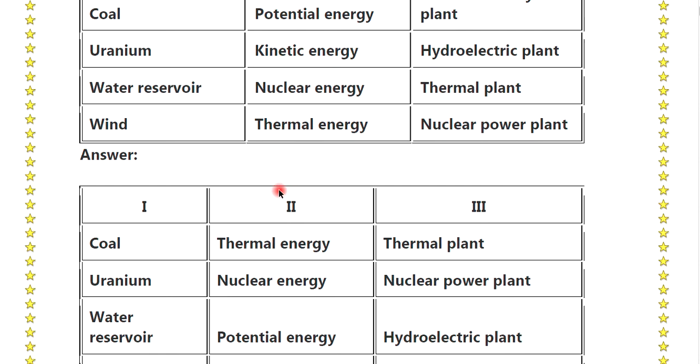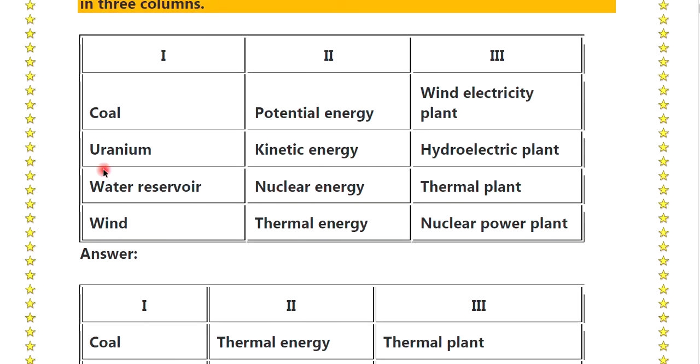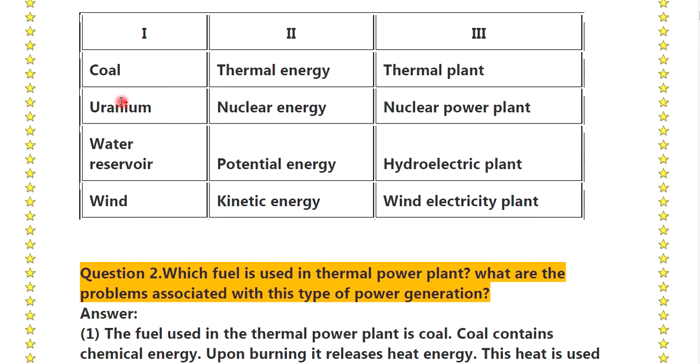Okay, here is a question. See the answers of that question. First, coal is the thermal energy and produces a thermal plant. Uranium, nuclear energy, nuclear power plant. Water reservoir, potential energy, hydroelectric plant. Wind, kinetic energy, wind electricity plant.